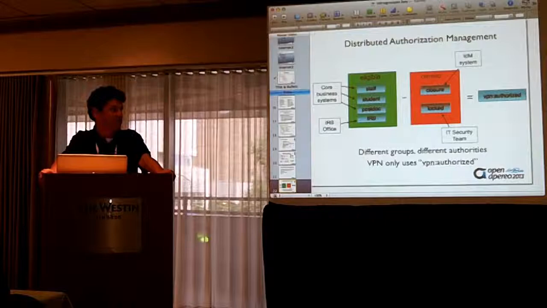I have a question about that. Yeah. So that implies that you have an attribute with a value, where the VPN value is authorized. Grouper mostly puts people in Active Directory or LDAP groups. So wouldn't that really be expressed as member of VPN? It could, yeah.